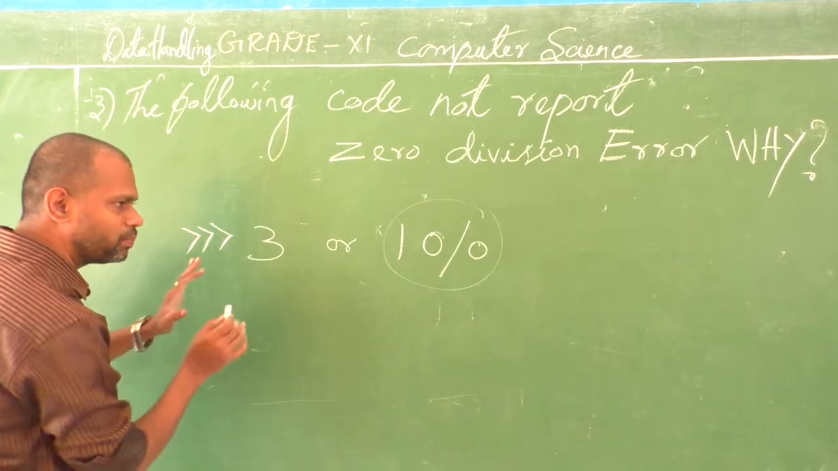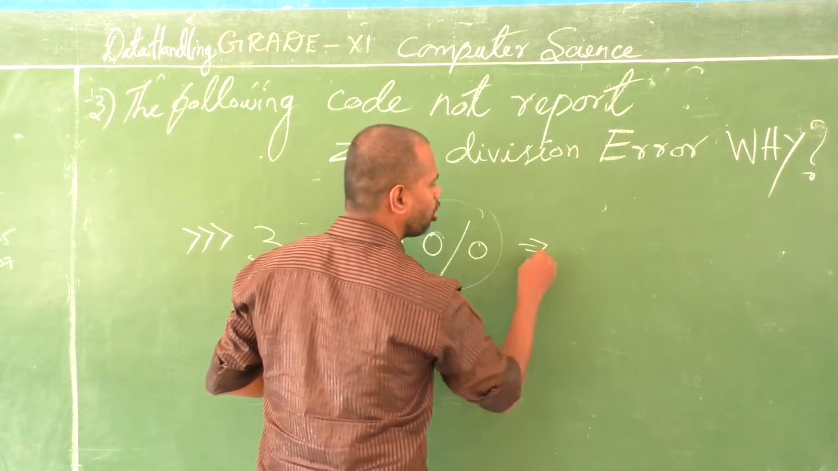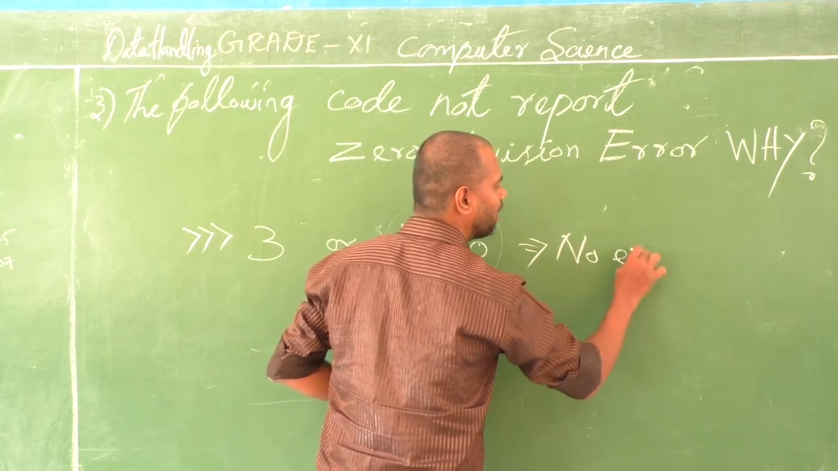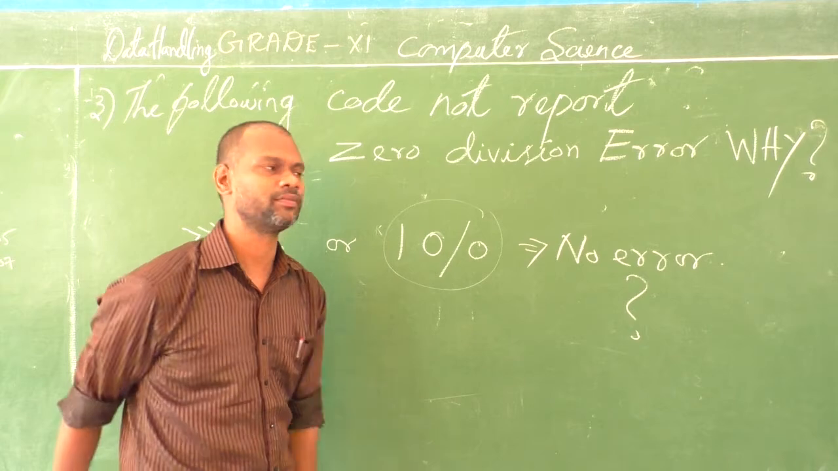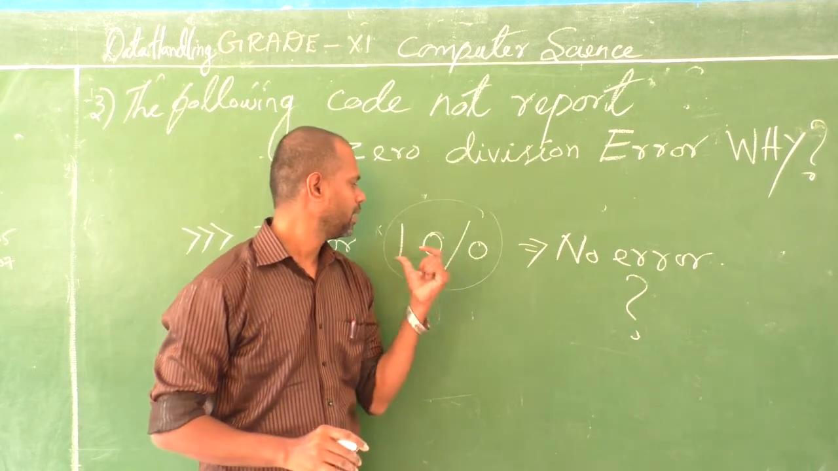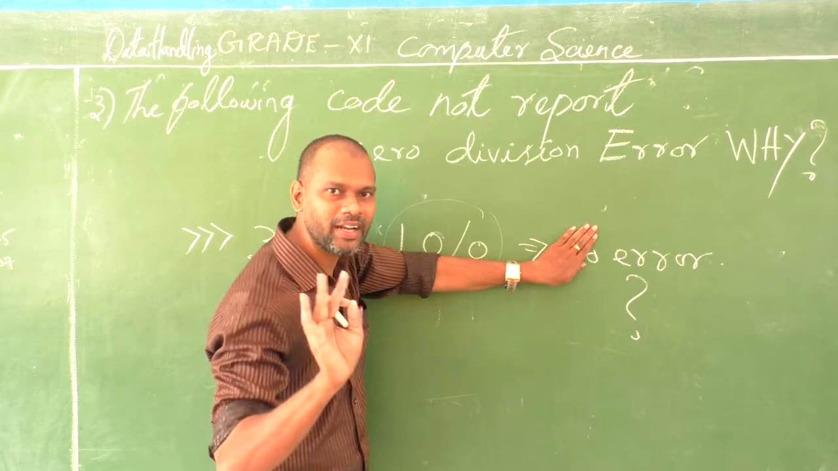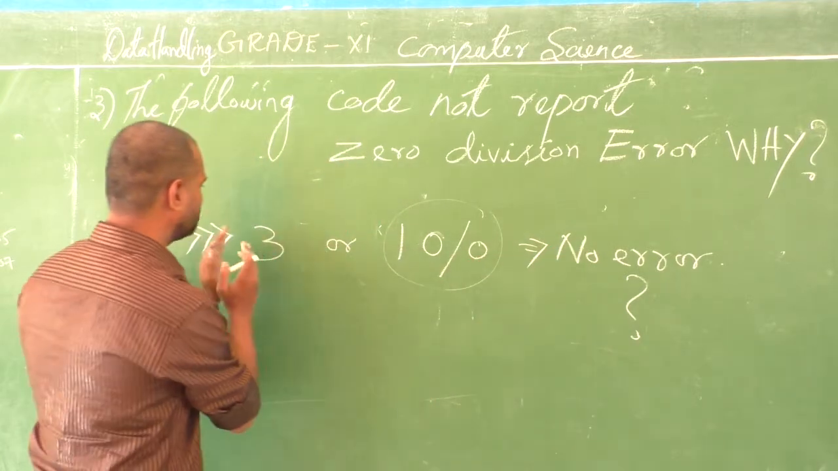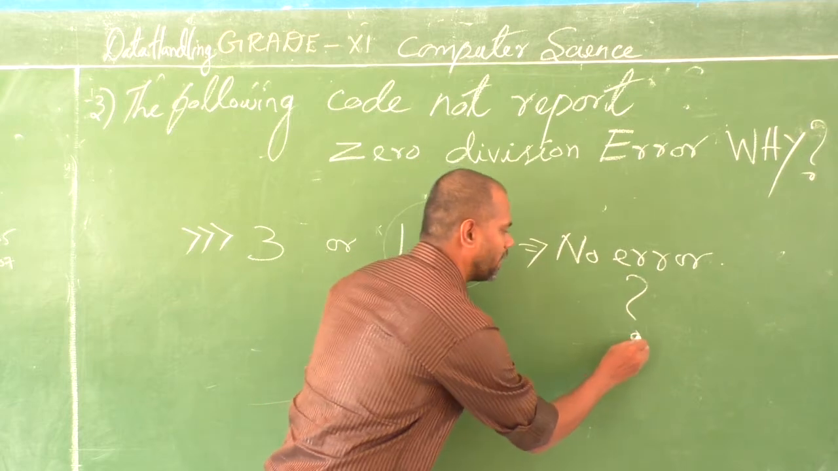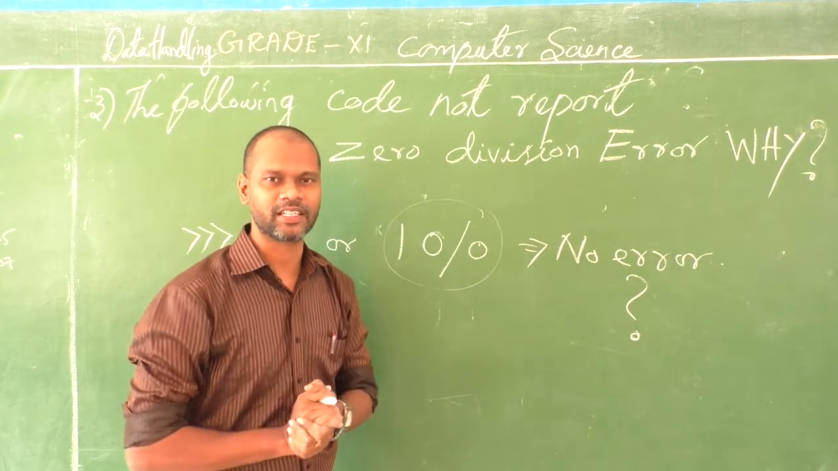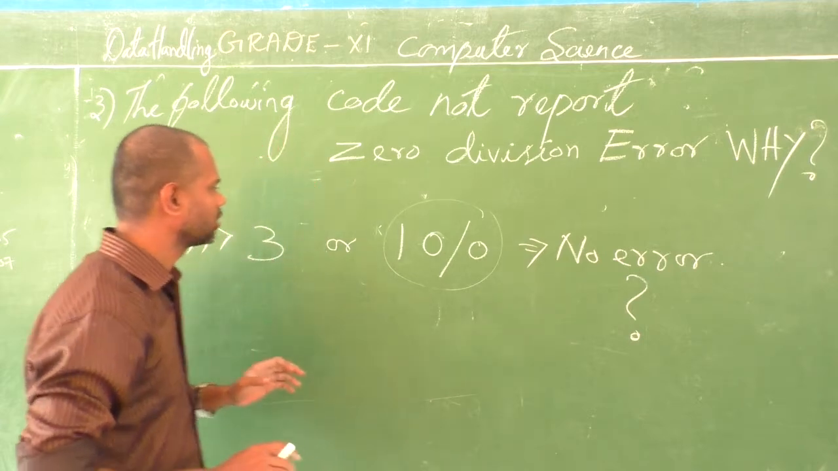But if you type 3 or 10 by 0, it will show no error. Why? Say the reason. If you simply type 10 by 0 and enter, it will show error. But if you type 3 or 10 by 0, no error. Why? You think and say the answer. Any idea? No idea. Okay, I will tell you.